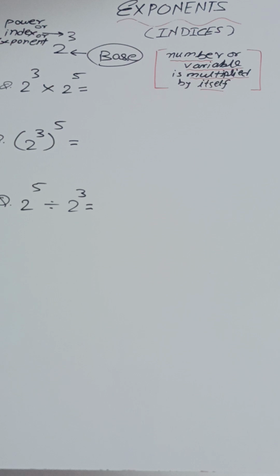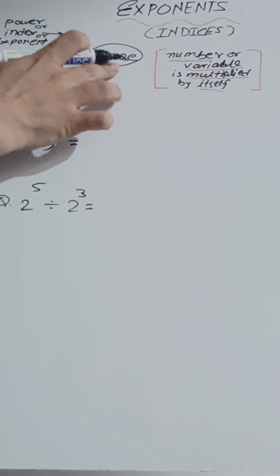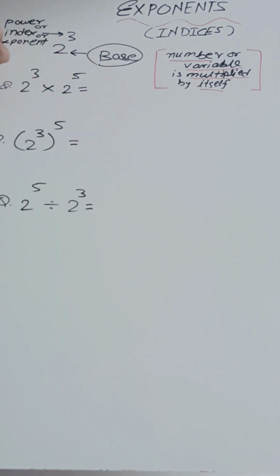Now you can see the topic in mathematics, exponents, that is known as indices. Now you can see a simple example here, 2 raised to power 3. Here 2 is the base and 3 is the power, or index, or exponent, or we can say indices also. Now what does it mean?